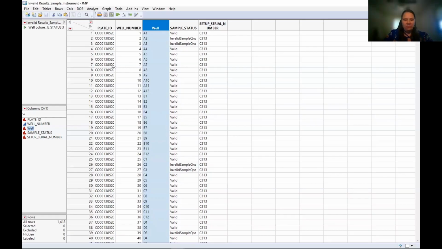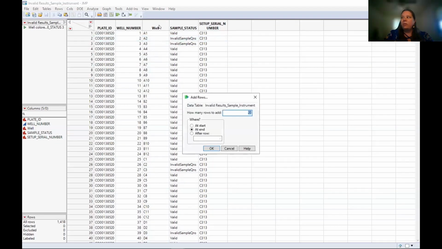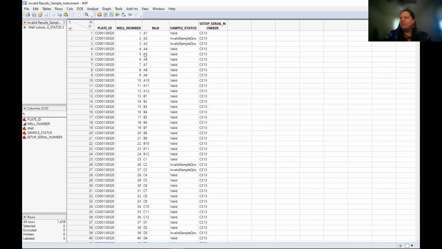And then well and well number, because of the way that our software is set up, I had to create a new column for well in order to use the map feature that I wanted to use. In doing so, I labeled just what our order in the 96 well plate would be and gave that the A1 through H12 designation in this well column, which is what is required for use by the actual map.